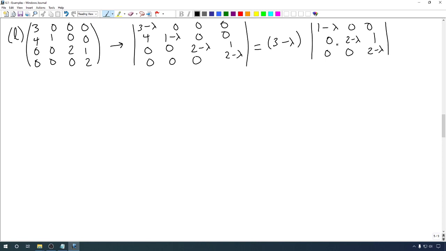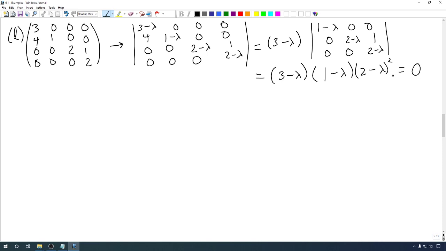And actually, we're left with an upper triangular matrix. We can find the determinant of this 3x3 by multiplying the diagonal elements. So we have this 3 minus lambda times 1 minus lambda, and then we have two copies of 2 minus lambda. So actually, we're in a pretty good state here. We don't have to do any more expanding.